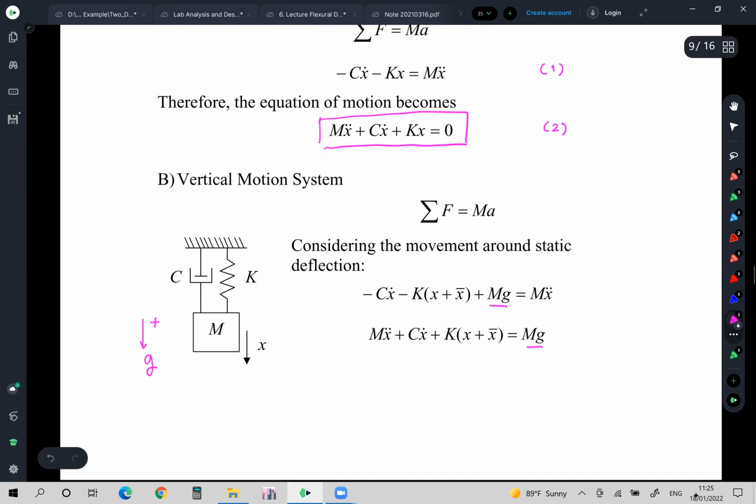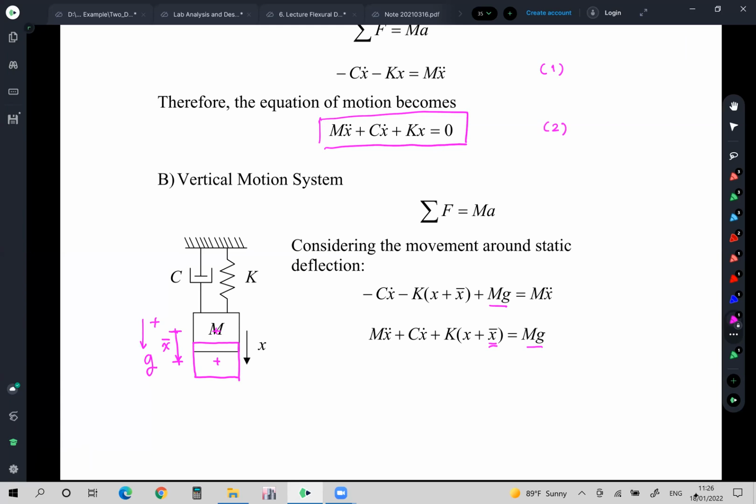But for the vertical system, you should imagine that before you start to move the mass, due to the gravity, the mass will go to this level. Let me draw it a little bit differently. From the center of the mass, from here to there, you already have the X bar here. This is X bar.